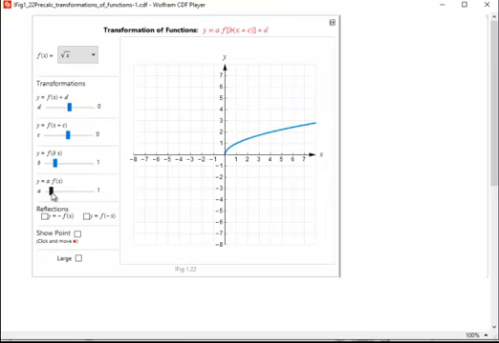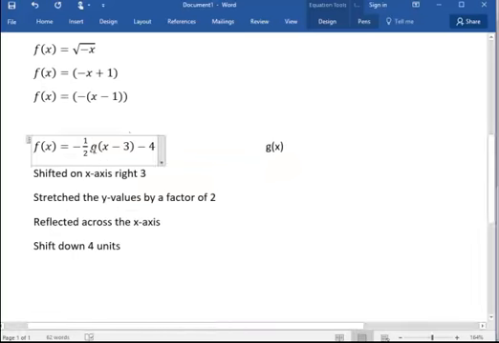So this is 1/2, 0.5. So you can see it makes it a lot flatter. And that is when I add the 1/2 in front of the Y. Remember, we're not adding it to the X. Adding it to the X has a completely different impact.